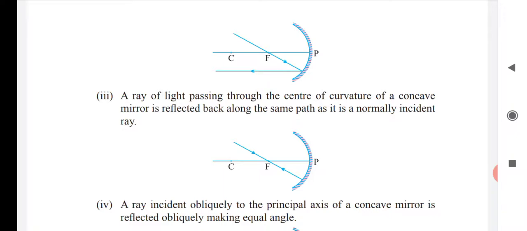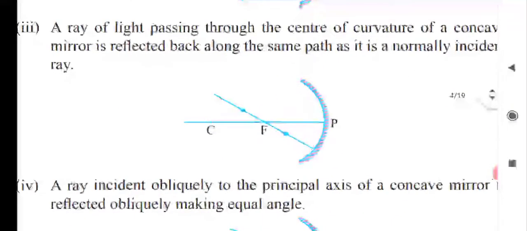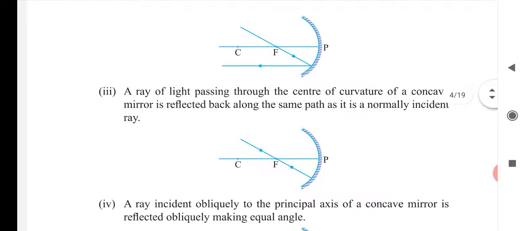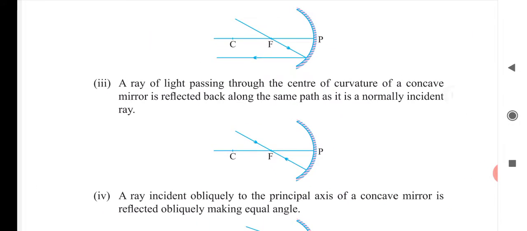That is, if the angle of incidence is 30 degrees, the angle of reflection also will be 30 degrees. So if you send a ray exactly perpendicular to the normal, like if you send a ray normally, the angle of incidence will be 90, and the angle of reflection also will be 90. So here, when you send a ray passing through the center of curvature, the point where it falls is normal. Because of that normal point, the light ray will reflect back along the same incident path.